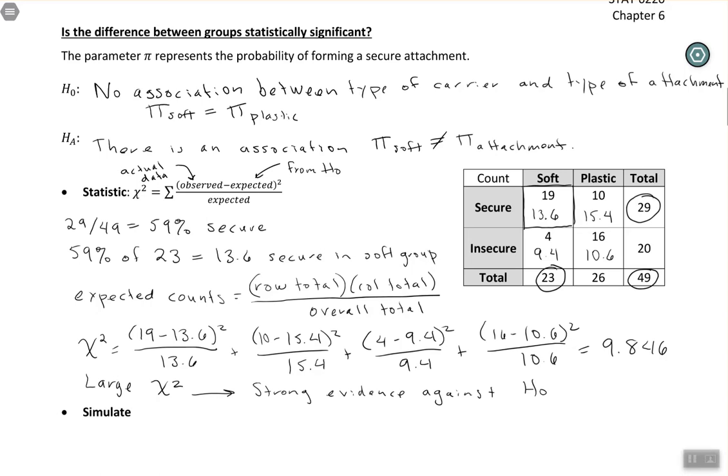But by now we know the question. When we say a large chi-squared is strong evidence, how large does it need to be to convince us, right? We need something to compare it to. So we can do this with theory, or we can do it with a simulation. So let's start with a simulation just to kind of get the logic down.